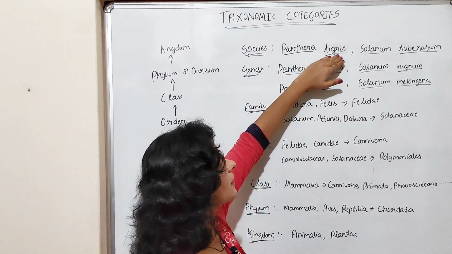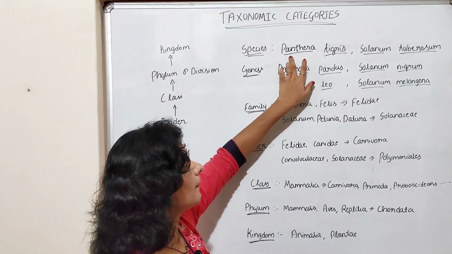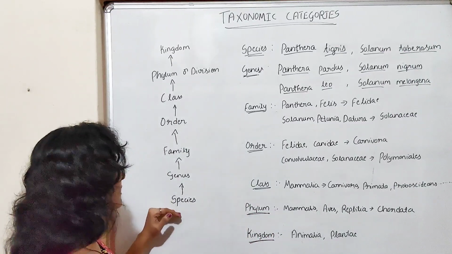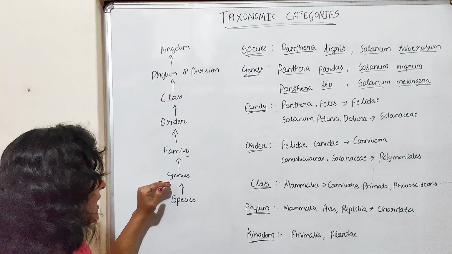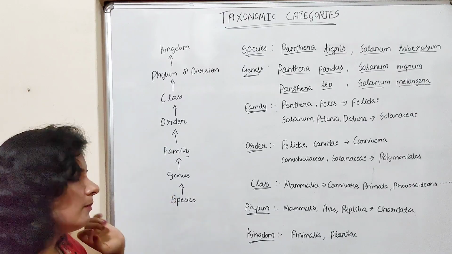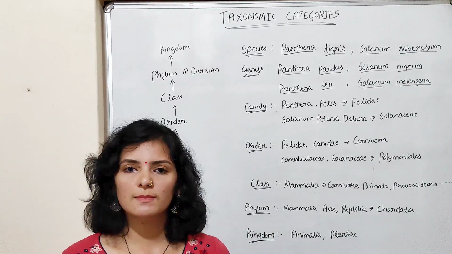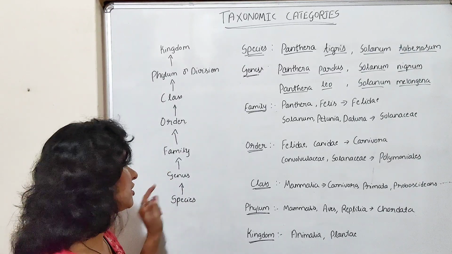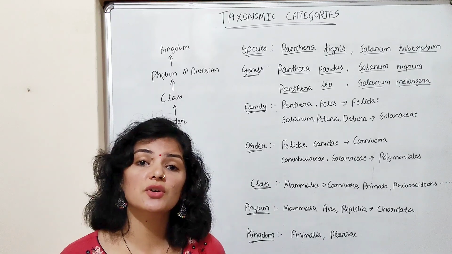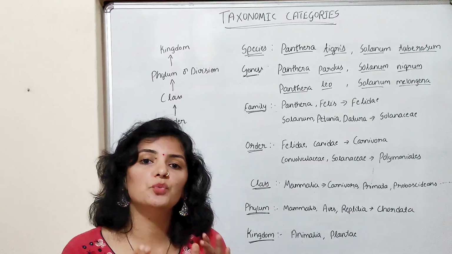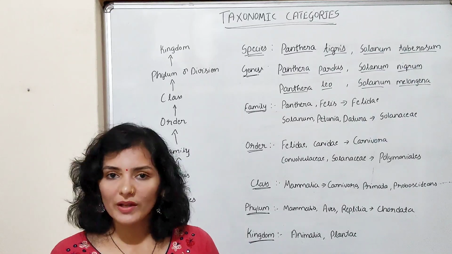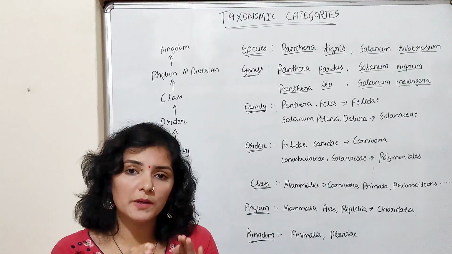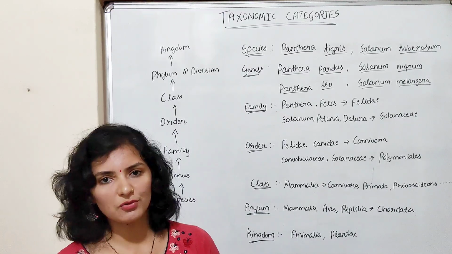Here the tiger belongs to the genus Panthera. So Panthera and Solanum represent the genera, or genus, which is the next higher taxonomic category. What do you mean by genus then? Genera or genus means a group of related or similar species grouped together. The species of the same genus will share lots of common characters when compared to the species of another genus, because they belong to one genus.